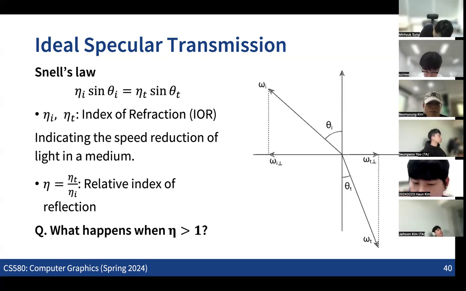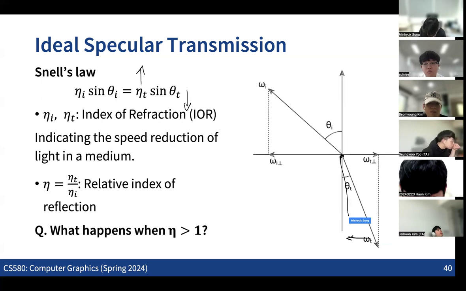What this means is that when you increase this value, this value will decrease, right? Which means that the light will bend toward the surface normal, like it's going like this, as the number is increased. So the answer is that the refracted light will bend towards the surface normal.